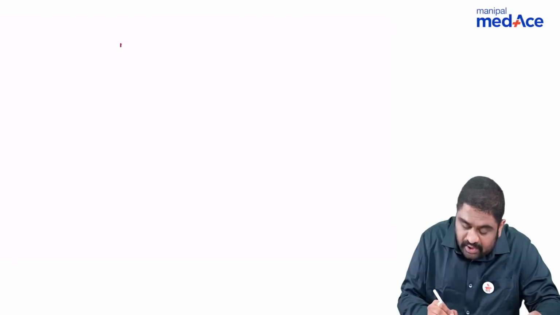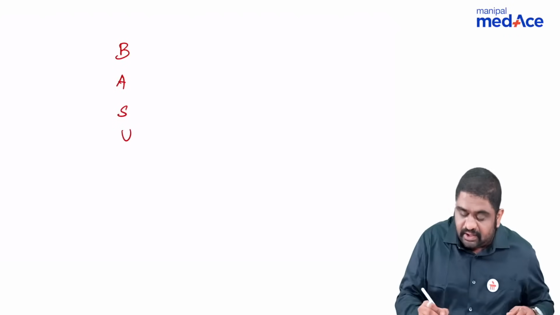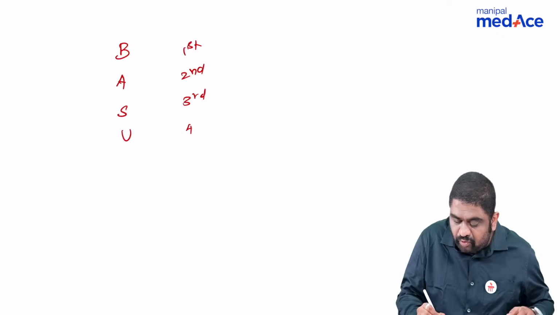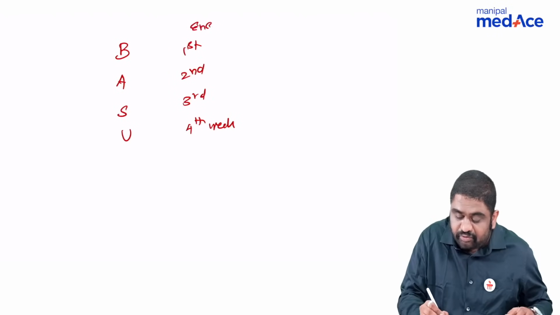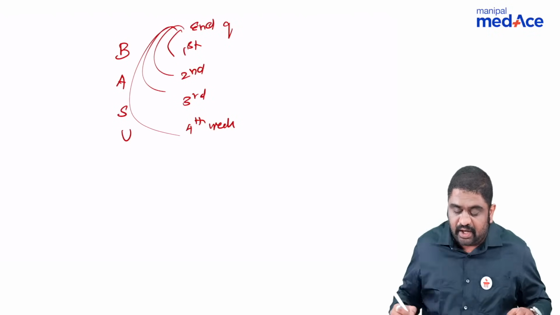If you want to know what kind of investigation should be run in case of typhoid, go back to the age-old mnemonic called BASU. I have taught you in class, don't just write it as first week, second week, third week, fourth week investigations. Try to understand it as end of each of them. End of first week, end of second week, end of third week, and end of fourth week.